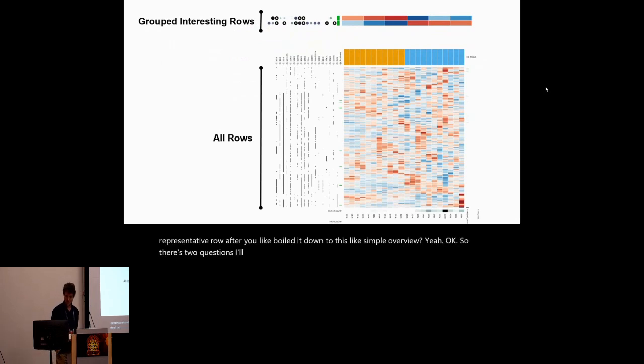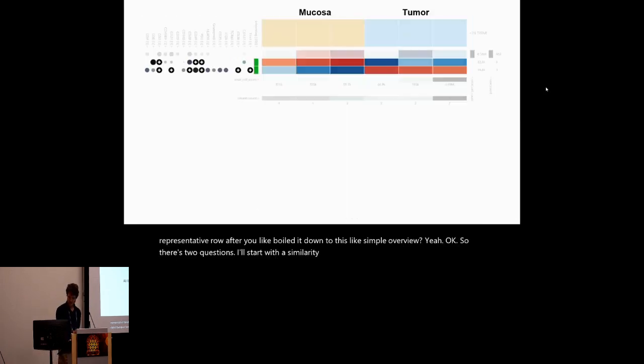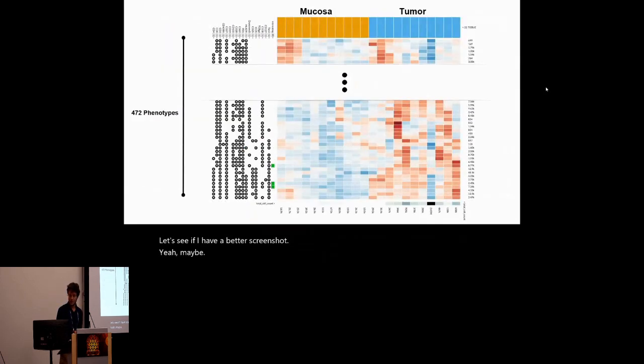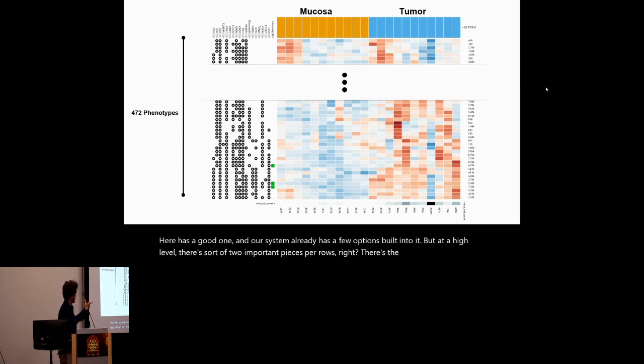I'll start with the similarity one. Let's see if I have a better screenshot. Yeah, maybe here is a good one. Our system already has a few options built into it, but at a high level, there's 2 important pieces per row, right? There's the markers, and there are the cell counts, we'll call them. And among 2 rows of cell counts, I think we have a Euclidean distance or a cosine distance, this type of thing. Although if you have distance, you have a similarity trivially.